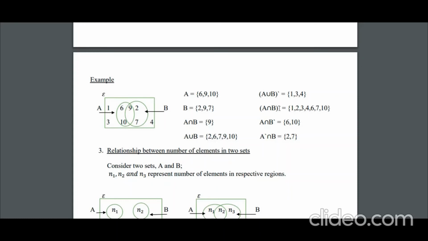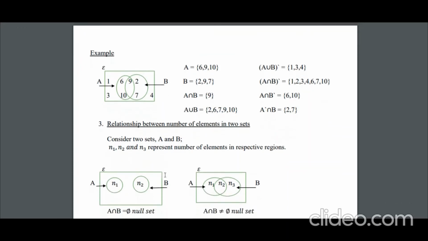A intersect everything excluding this particular region would come under A intersection B complement, and this is A intersection B dash. So what is A? This is A. B dash, or the complement of B, is everything excluding B, the whole region. What is left? 6 and 10. So this is 6 and 10.